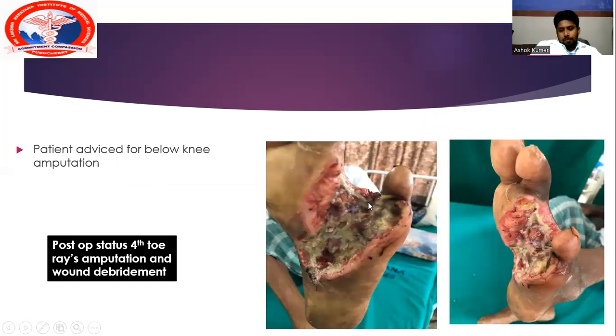So this is the wound. You can see only very little granulation tissue present, and the other region in the plantar aspect of the foot is completely covered with slough, necrotic slough, and foul discharge. So the third toe is amputated, and this is the fourth toe amputation done in our hospital. Since his wound is not getting better, he was advised for below-knee amputation.